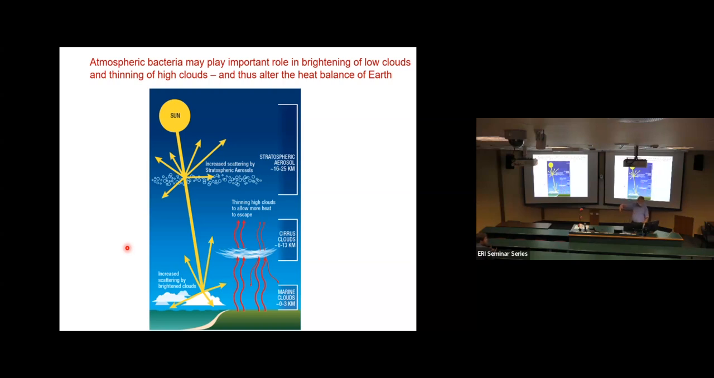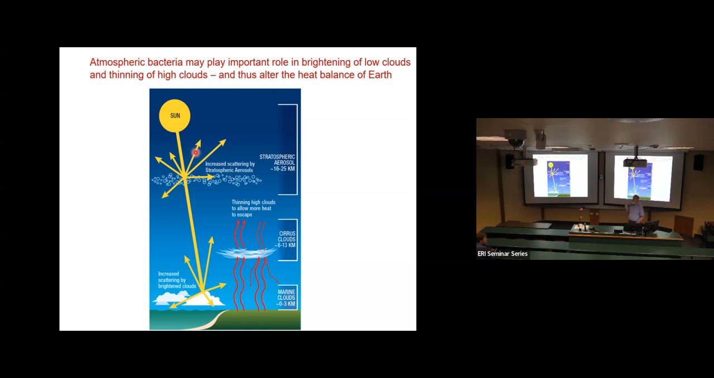So we see light coming from the sun. Much of it is reflected back into the sky by clouds. And the role of these ice-nucleating bacteria, ice-nucleating particles in general, is to make the clouds brighter. Clouds that have large numbers of small particles are brighter. They're more reflective of the sunlight than clouds that have bigger droplets. And it also affects the way in which the radiation can escape back into space by making the high clouds, the very high cirrus clouds, thinner.